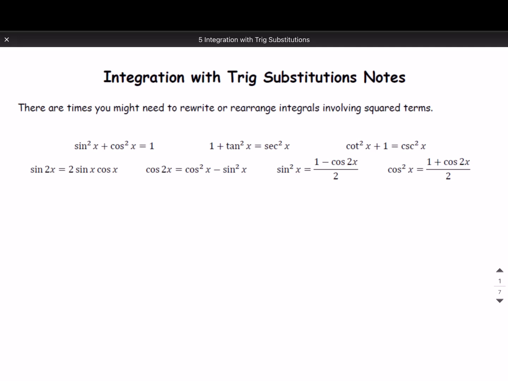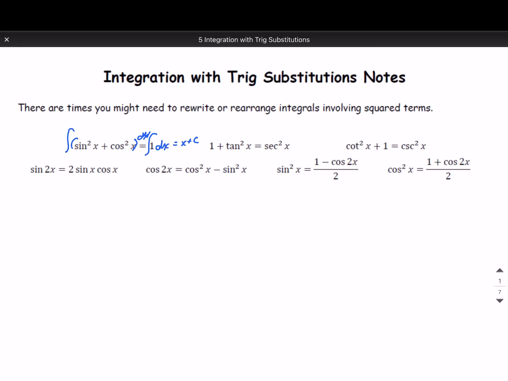Now, just like with algebraic functions, if you can simplify before you integrate, you should do that. And one of the ways to simplify is to use your trig identities. For instance, if you have the integral of sine squared x plus cosine squared x dx, it's a lot easier to integrate 1 dx, which is just x plus c. If you use the Pythagorean identity, it will make your life much simpler.